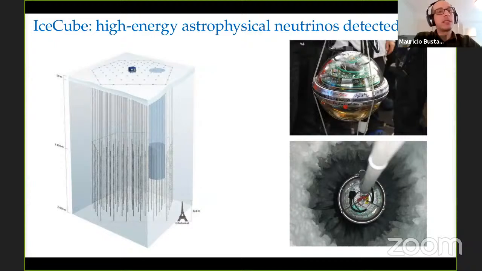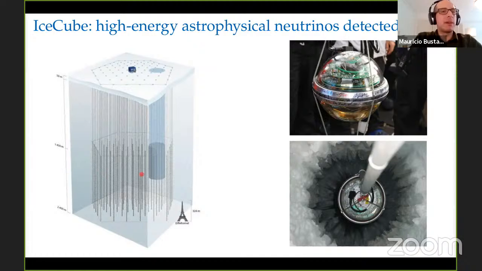So IceCube looks kind of like this. It's a cubic kilometer of Antarctic ice buried between a kilometer and a half and 2.5 kilometers underground. There are 86 strings that are a chain of these photomultipliers that you see here that detect the very dim Cherenkov light that comes from the particle showers initiated by neutrino nucleon interactions inside the ice. So these detectors are, of course, in permanent darkness. Occasionally there will be a dim flash of light coming from a neutrino interaction. That light will propagate through the ice, very clean ice, into the photomultipliers, and that counts as a detection.